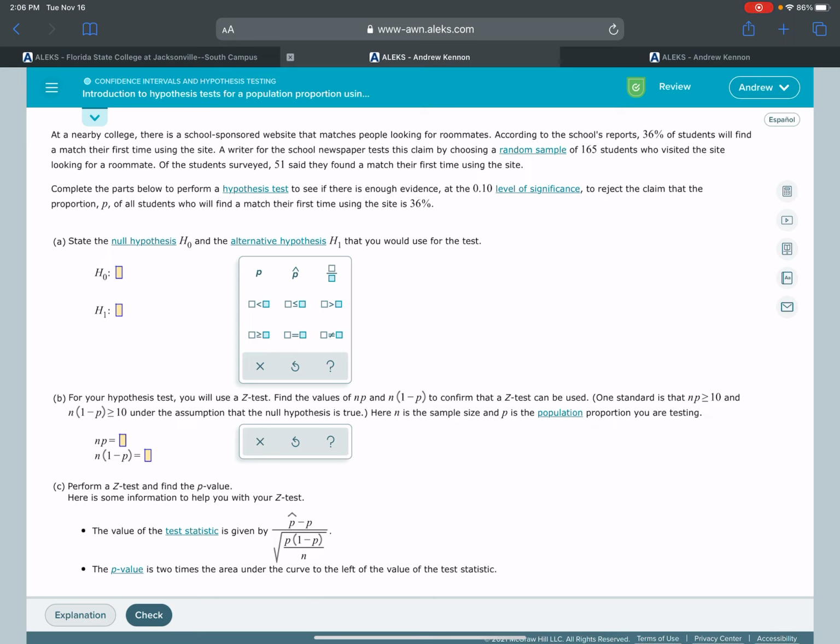Complete the parts below to perform the hypothesis test to see if there's enough evidence at the 0.10 significance level to reject the claim that the proportion P of all students will find a match their first time using it. Okay, so we want to know how many students use this website. They say it's 36%. We say, I don't know if it's quite 36%. We want to see if it's something different than that.